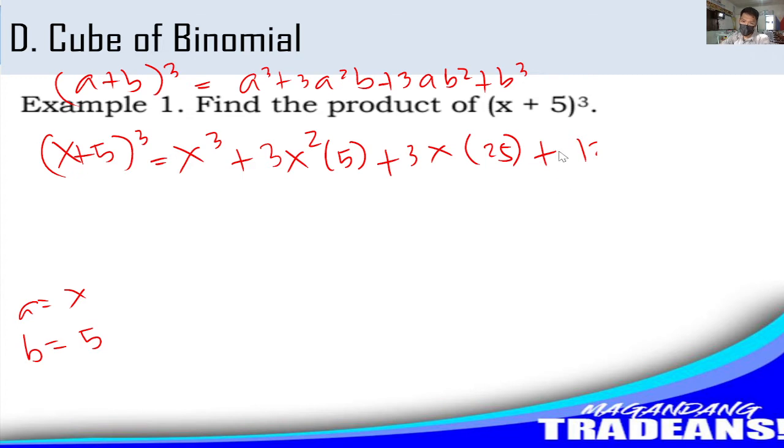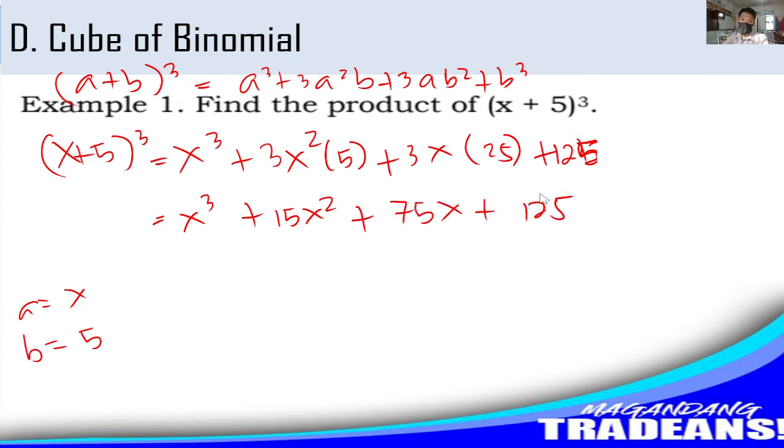100, oops, di na magdaan. 125. Okay, let's do the simplification. X cubed plus 3 times 5, that is 15x squared, plus 3 times 25, that is 75x, plus 125. And that is now how to solve for a cube of binomial.